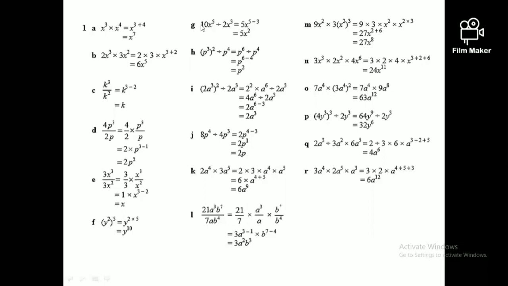Then this question, 10x to the power 5 divided by 2x to the power 3. So initially you can divide these two numbers. 10 divided by 2 is 5. X to the power 5 divided by x to the power 3, you can subtract the powers. That is x to the power 5 minus 3, that is x to the power 2. Our final answer is 5x to the power 2, right?